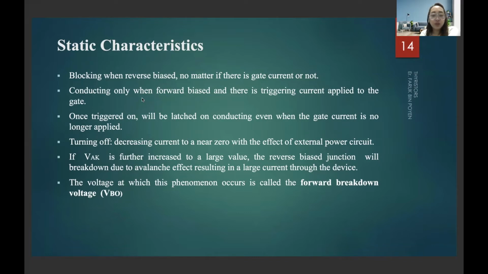If the anode to cathode voltage is further increased to a large value, the reverse biased junction will break down due to the avalanche effect, resulting in a large current through the device. The voltage at which this phenomenon occurs is called the forward breakdown voltage.